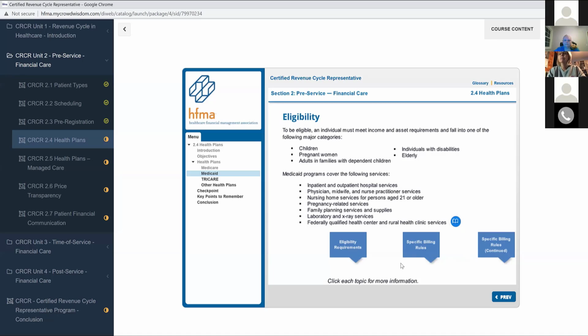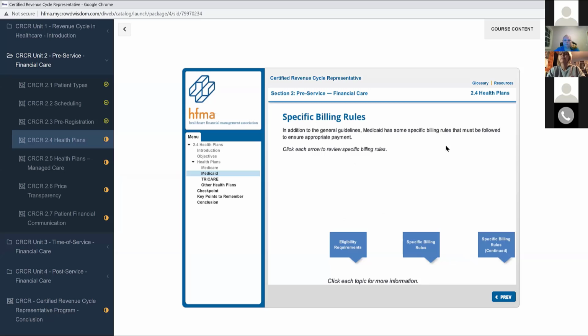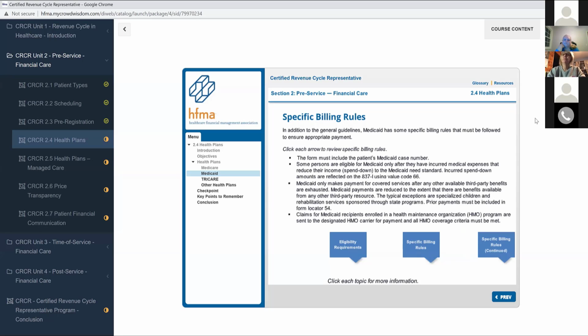So, specific billing rules: in addition to general guidelines, Medicaid has some specific billing rules that must be followed. The form must include the patient's Medicaid case number. So that's their Medicaid number. It's usually their ID number. So that's what you would bill with. Some persons are eligible for Medicaid only after they've incurred medical expenses that reduce their income, which is known as a spend down. The incurred spend down amounts are reflected on the 837 using a value code. You don't need to memorize that, just know it for reference.